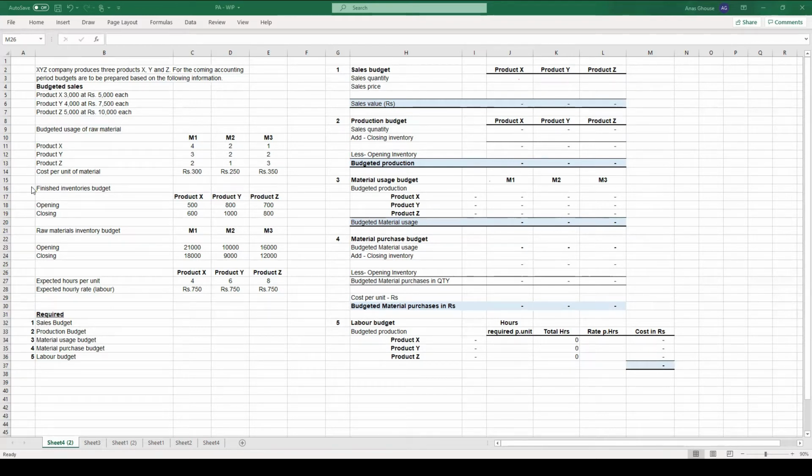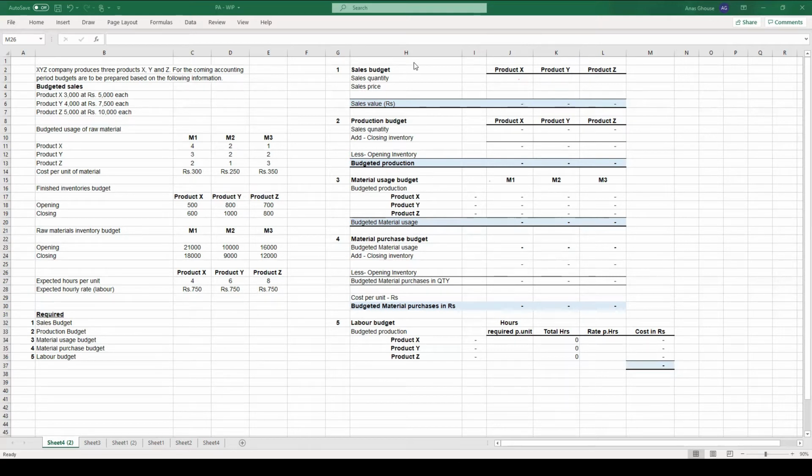Finished inventory budget. So you are given the finished goods budget. The opening and the closing inventories are given, product-wise. Then the raw material inventory budget is also given. Opening and closing inventories are given for the raw materials. Then the labor requirement, expected hours per unit: 4 hours, 6 hours, and 8 hours for these products. And the expected hourly rate is 750 rupees per hour. The rate is also given.